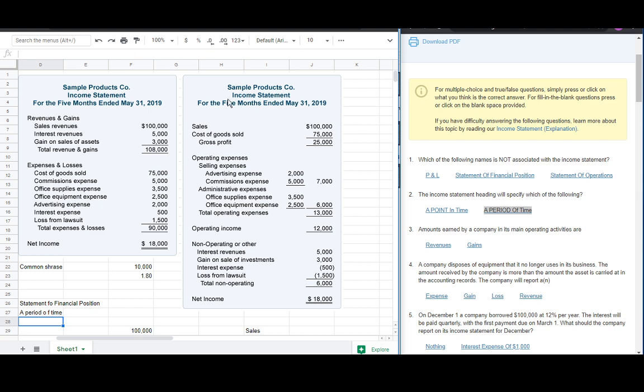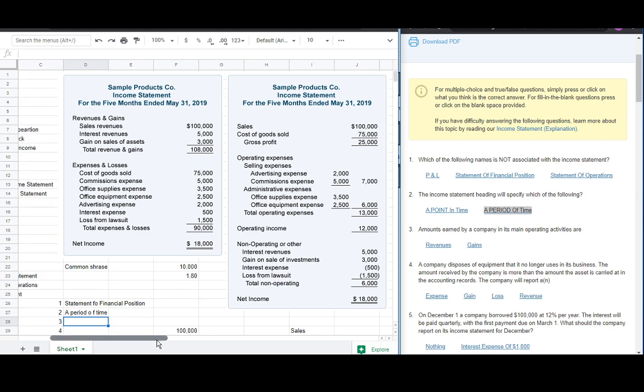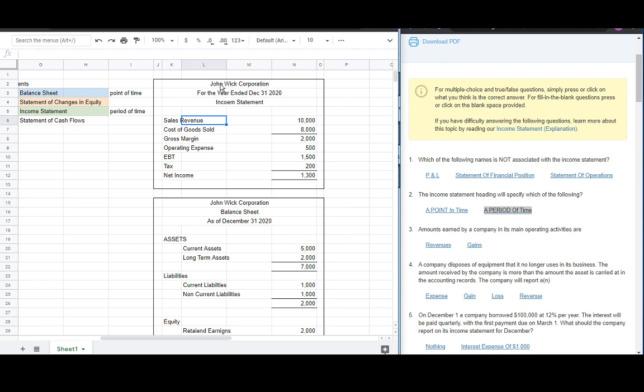Yan. So ano ba yung format ng income statement? So dito una yung pangalan ng company. This is wrong. We should drop this down. Yan. Second is the income statement or the profit or loss statement or the statement of operations, and the third line should be the for the year ended December 31, 2020. Then we proceed to the numbers.